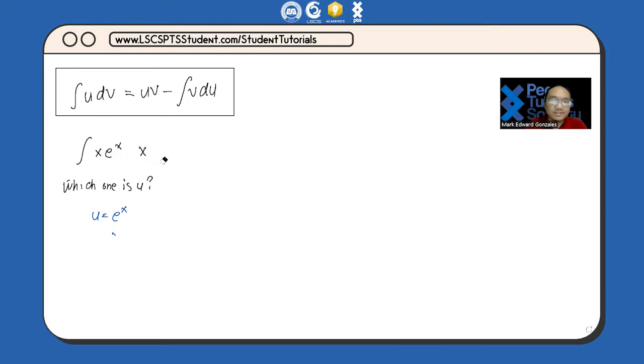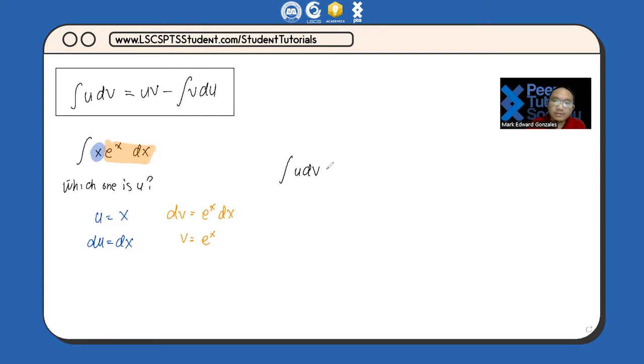It's quite hard to erase this in any case. Let's suppose that u is equal to x. Now it follows that our dv will be the rest of the expression. The derivative of u will be equal to dx, and the integral of e raised to x is also e raised to x. Okay, let us now perform integration by parts.